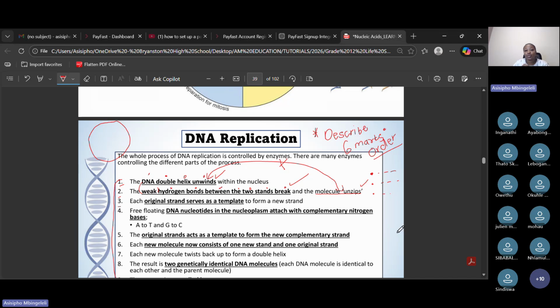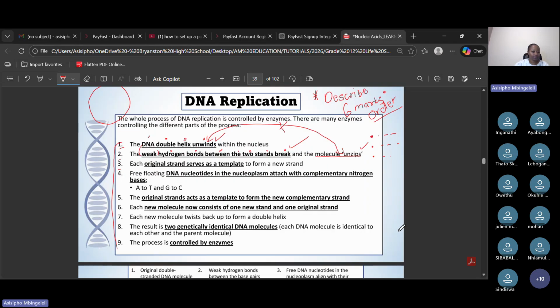Now, please also note, the order is important. You can't say the molecule unzips, the hydrogen bonds break, and the double helix unwinds. You've lost all 3 marks. The molecule cannot unzip before it unwinds. So that will be wrong. So we've covered the first 2 points. So what did I say? The DNA double helix unwinds, and then the weak hydrogen bonds between the 2 strands are going to break, and the molecule unzips. Visualize it.